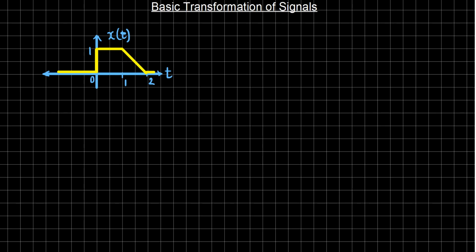The simplest possible operation that we can perform on this signal is shift. We can consider this signal and try to shift it. The shift can be performed either along the independent variable like this, or along the dependent variable, that is upwards or downwards. Let's analyze each of these cases one by one.